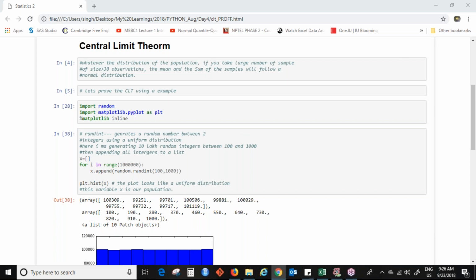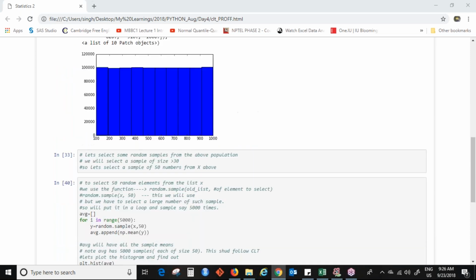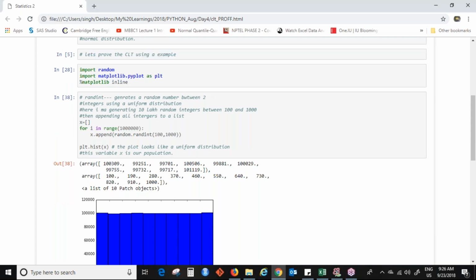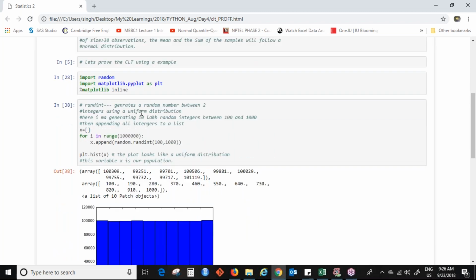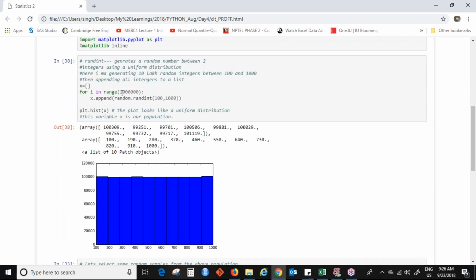Okay, so this is where it starts. First, let's prove CLT using an example. Whatever I have written here, we have already seen yesterday. This is just the binomial theorem. So what I will do is create a population using random numbers, and then from that population I will start taking many samples. Then I will plot the histogram of the average of the samples, and we will see that the histogram will turn out to be normally distributed.